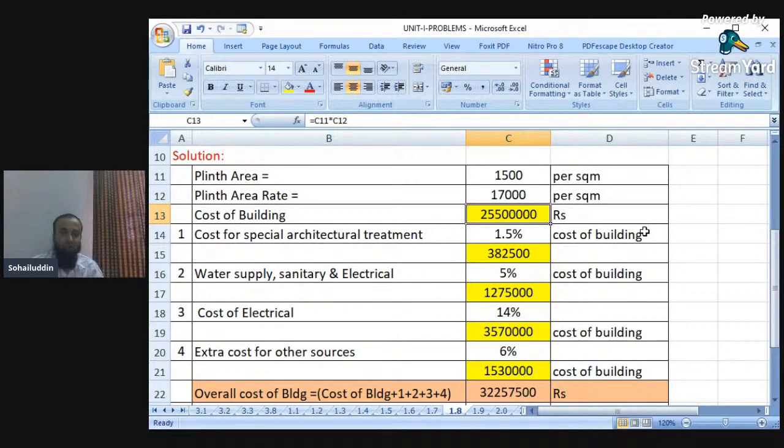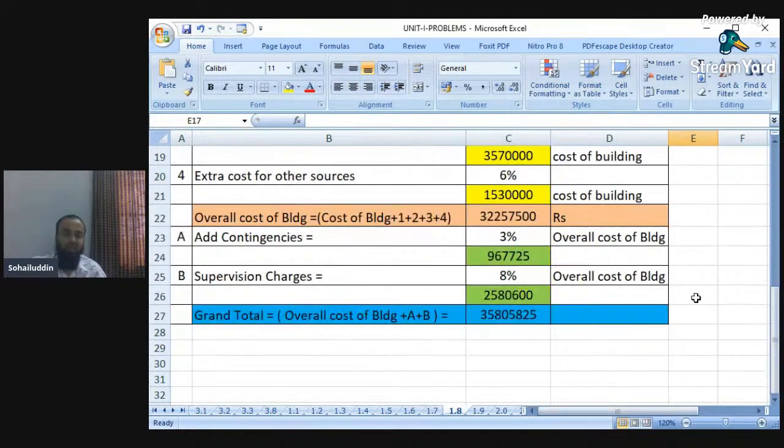of building. Cost of electrification is again taken as 14% of cost of building, and again extra cost of other sources, which is mentioned in the last head, but it will come under the cost of building. It is nothing but 6% of cost of building. So these are simple calculations, which I've already seen in previous problems. The overall cost of building is nothing but cost of building plus serial number 1 to 4. Addition of that is nothing but this cost.